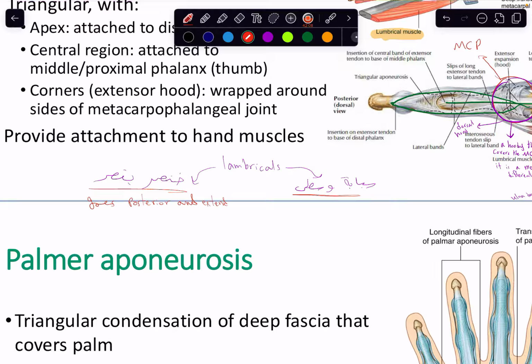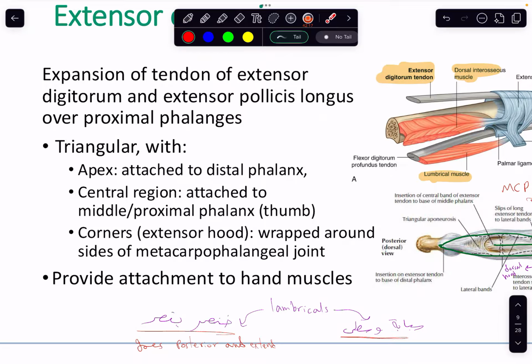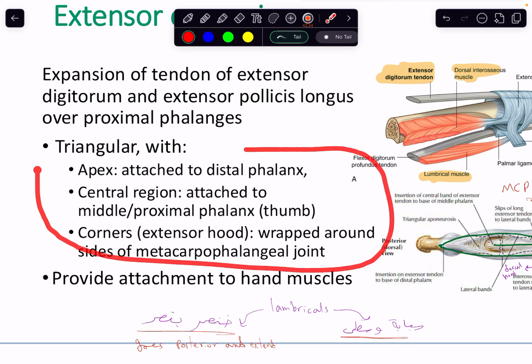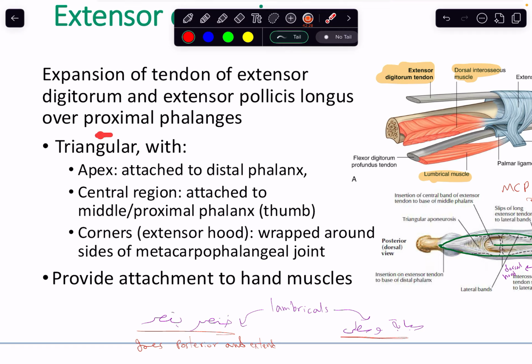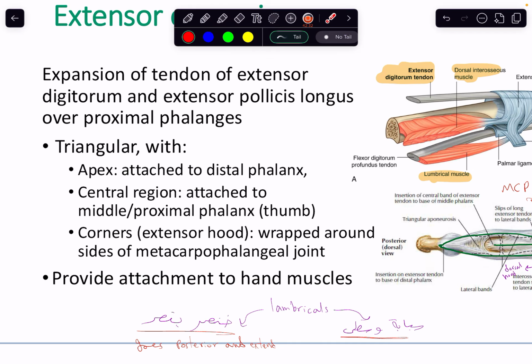Now come to the slide point: apex, central and corners. These are triangular dorsal expansion or extensor expansion. Triangular means same pyramidal, right? So apex attached to the distal phalanx, central region attached to the middle phalanx in the digits, and proximal phalanx in the thumb. Corners, that are the extensor hood, right? So this is the hood here.